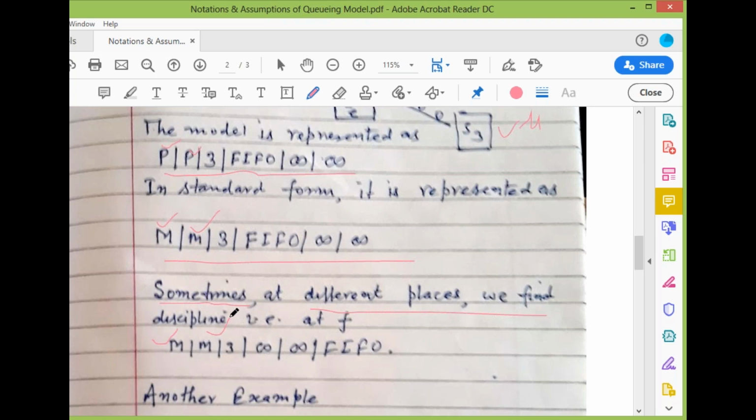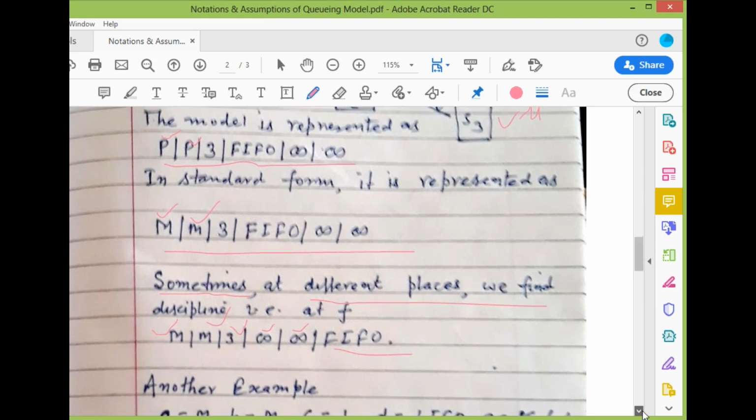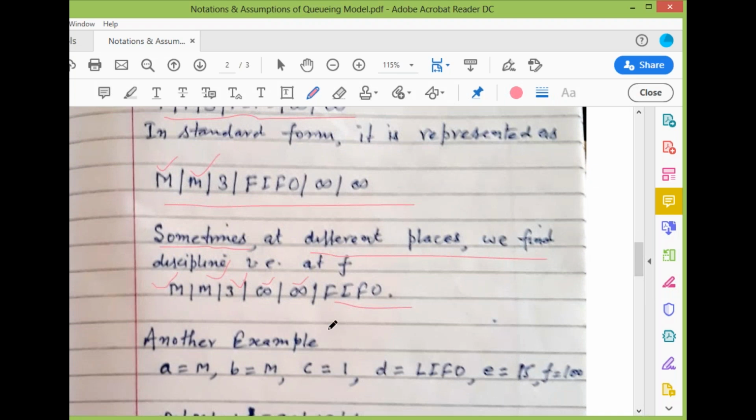M, M, 3, no problem. Here is the capacity of the system. Here is the source population, and discipline is put at last. And in this way, this is also a way of representing, and some of the literature also mentions this one.